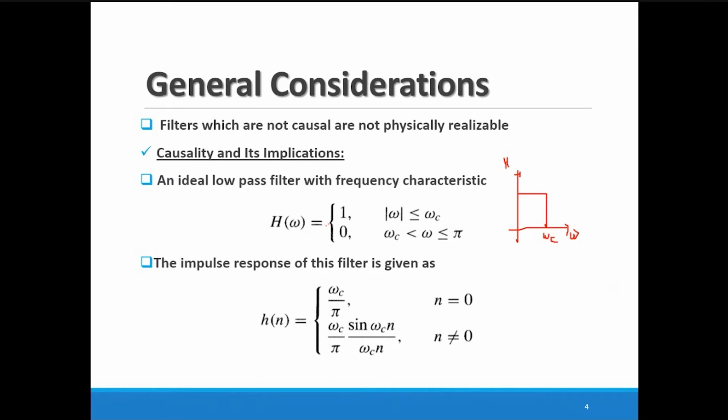Ideally it will give you the value 1 where mod of omega is less than or equal to omega c, meaning in this particular region your values are 1. The values are 0 where omega c is less than omega less than or equal to pi, meaning for the higher frequency bands you are getting the 0 value. So this is the ideal frequency characteristic of a low pass filter.